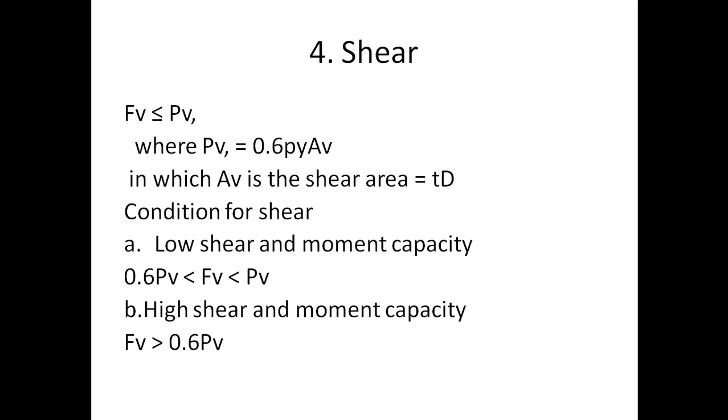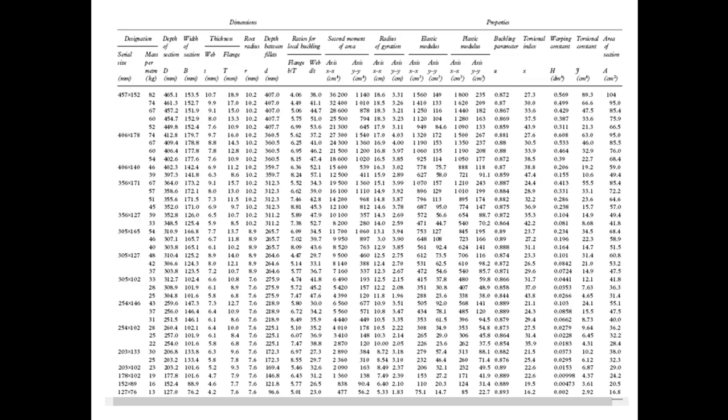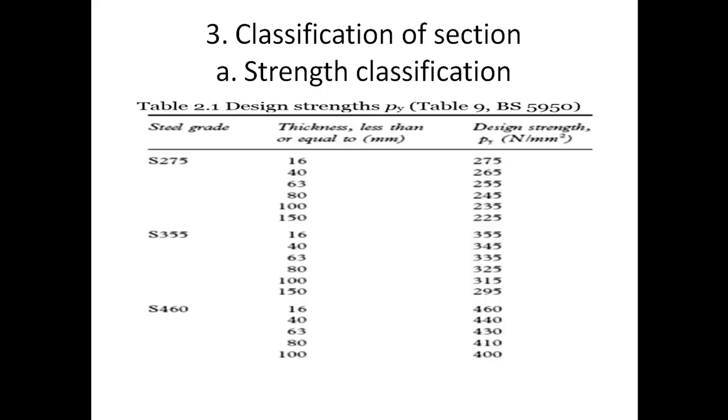Our PV is the shear capacity, and the formula is given as 0.6 multiplied by the design strength by AV. Your AV is the shear area, and is given by small t multiplied by D. The small t and the big D can be gotten from this table. You can see the small t is your web thickness, and the big D is the depth of the section.